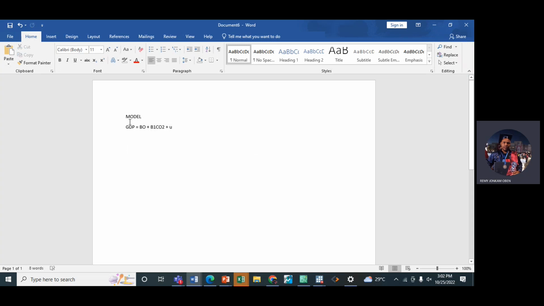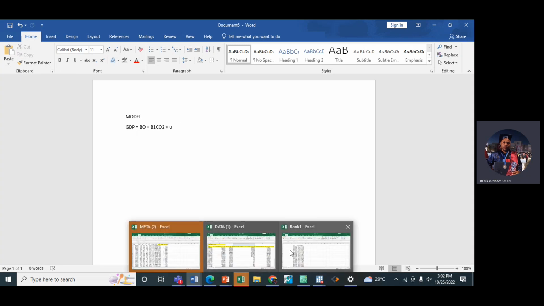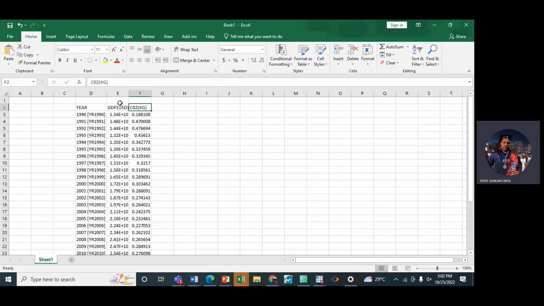Fine, we have our simple econometric model. Now, we are trying to investigate how carbon dioxide, which is an independent variable, affects GDP. Okay, so this is our variable, our data. We have the GDP variable and the carbon dioxide variable. We are going to do the estimation on EViews. So first, I'll open EViews.